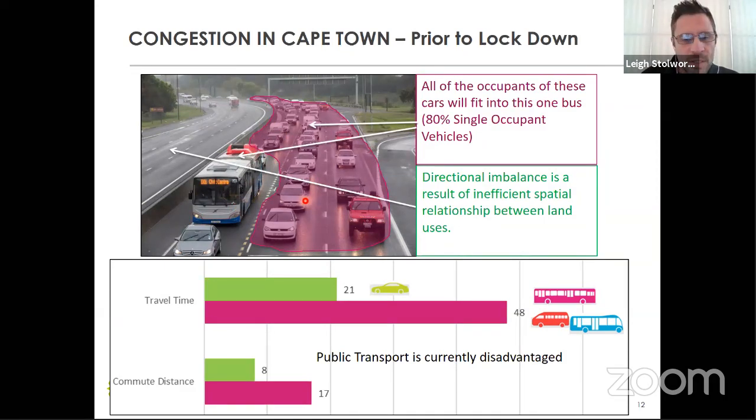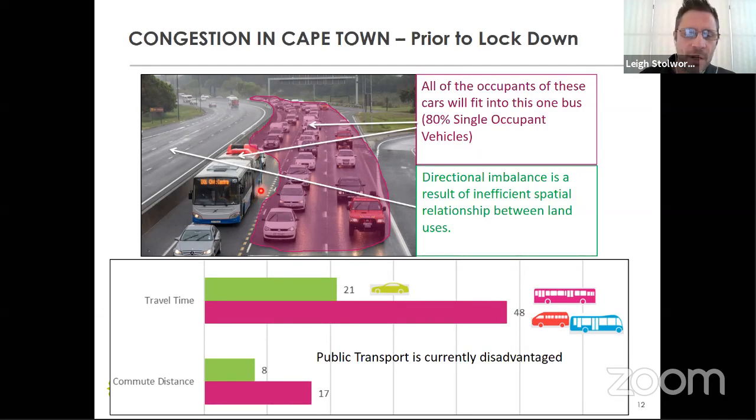And what's interesting to note about this is that we know from the congestion work that we've done and a lot of the data that we've collected that 80% of all of the private transport vehicles in the network only have 1 person in them. They're 80% single occupancy vehicles. So if you took all of the people out of the cars in the shaded area here, they would all fit in this 1 bus. So imagine what this picture would look like if you just had no cars and 2 buses.